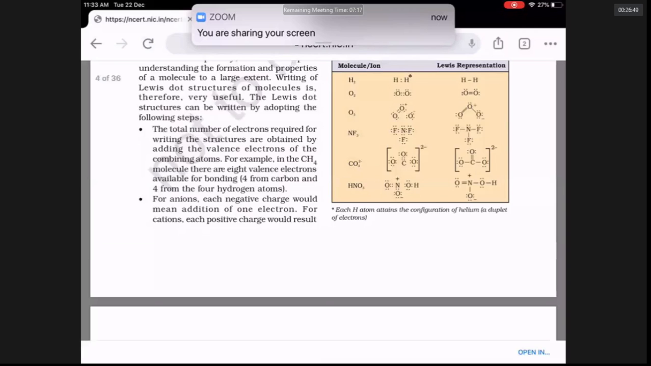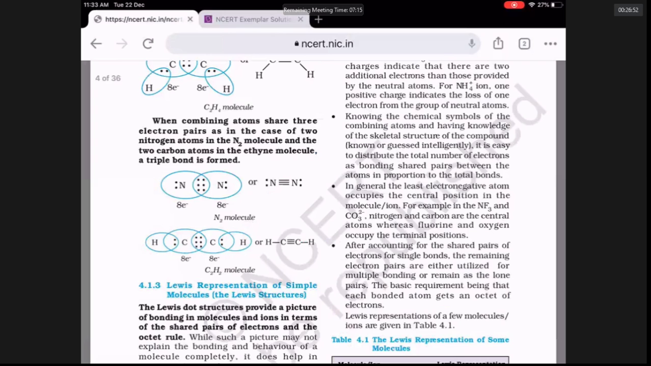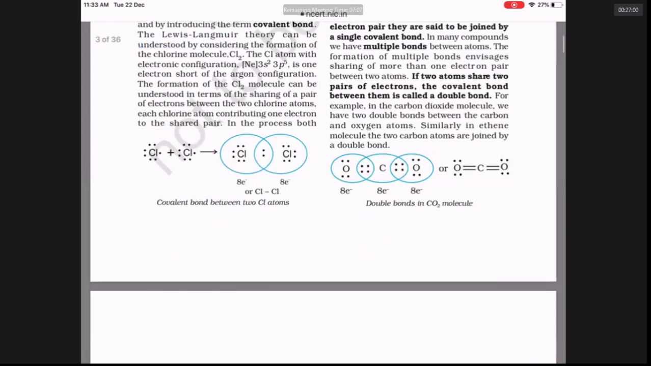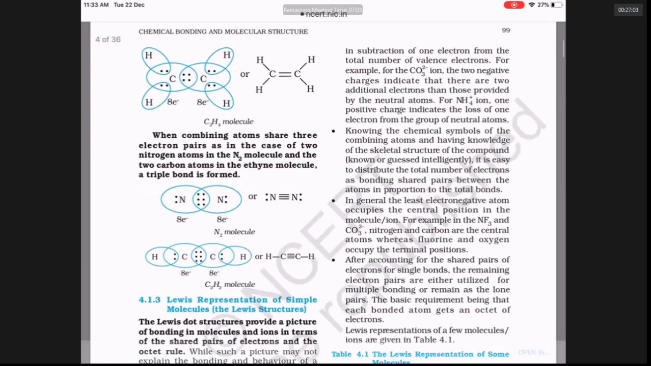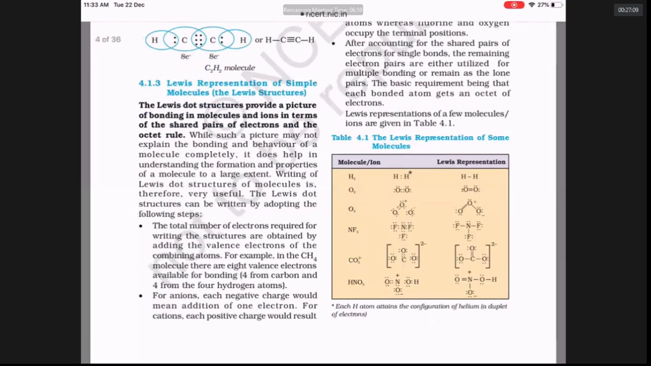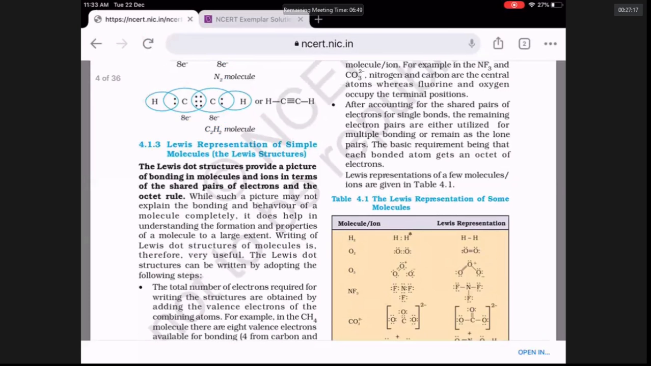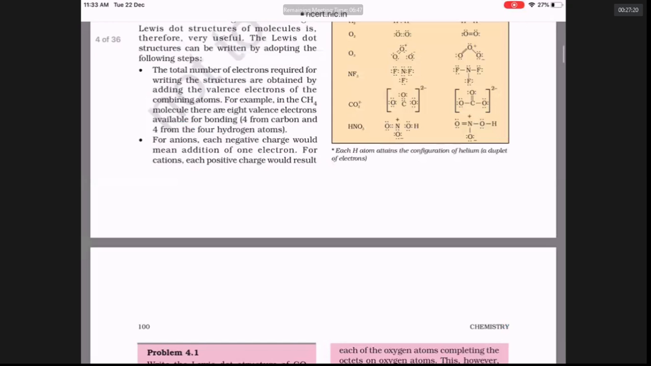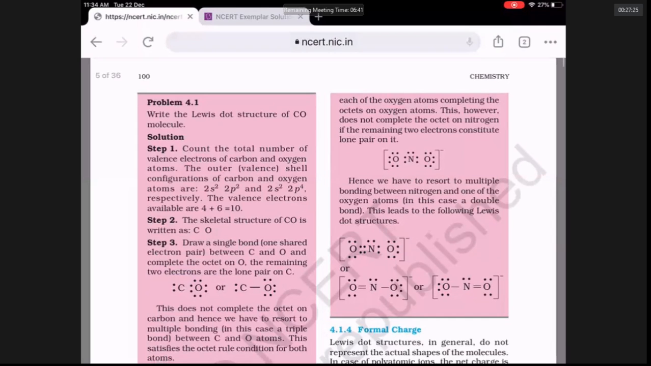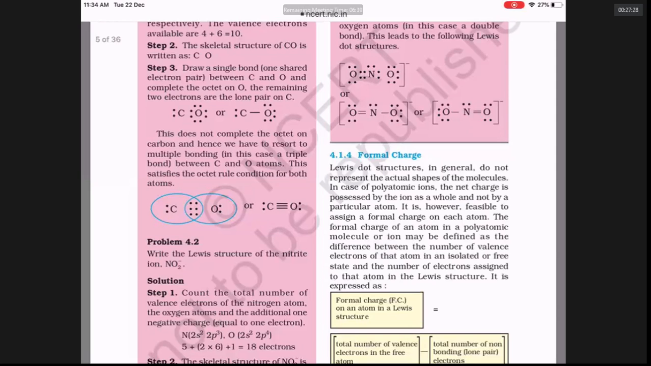How to write the Lewis dot formula? You need to practice writing Lewis dot formulas for molecules like Cl2, H2O, CO2, C2H4, N2, C2H2, etc. Also practice writing H2O2, O3, NF3, carbonate ion, HNO3. The rules to write the Lewis dot formula are given here. You have to read them. And also, examples are given in the textbook. Write the Lewis dot structure for CO, and the Lewis dot formula for NO2 minus.